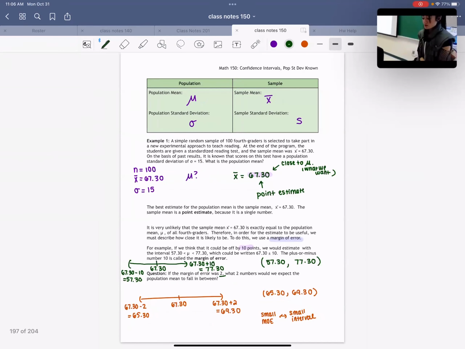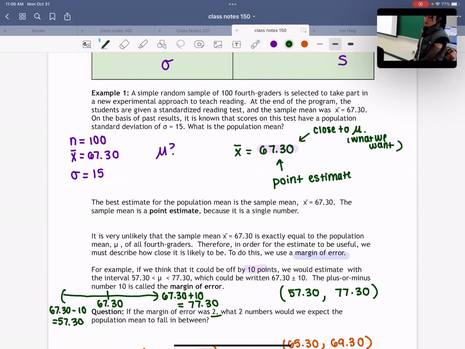Next, we decided on how to create this interval. Before we did that, we had a bunch of different symbols and terms that we talked about. So before we go into this, let's just review what we did, okay? We're given questions, specifically this example, where we're given the sample size, which was 100. They were selected to take part in this experimental approach to reading. In this sample, they found that the sample mean was 67.3 and that the population standard deviation was 15. We're given all this information and it's asking us to find the population mean.